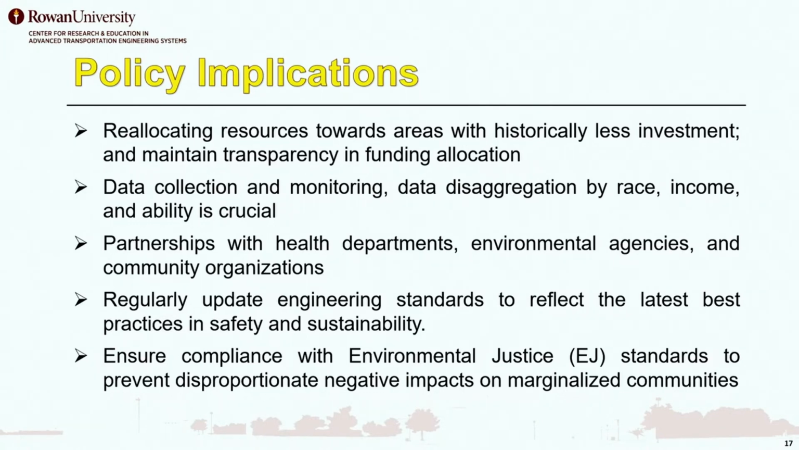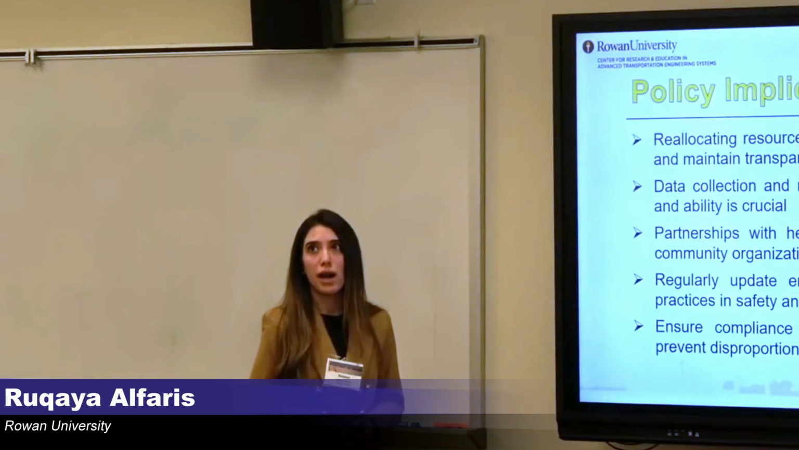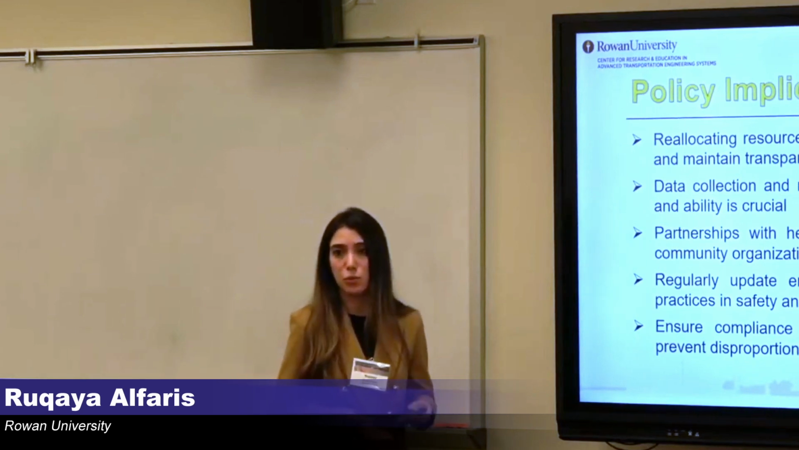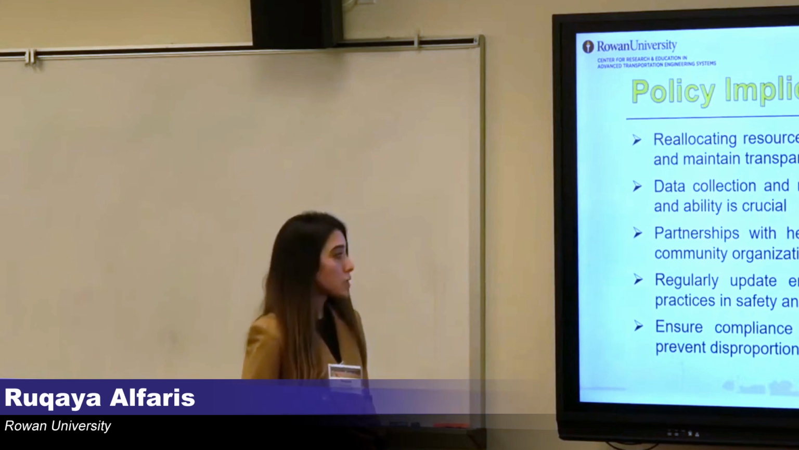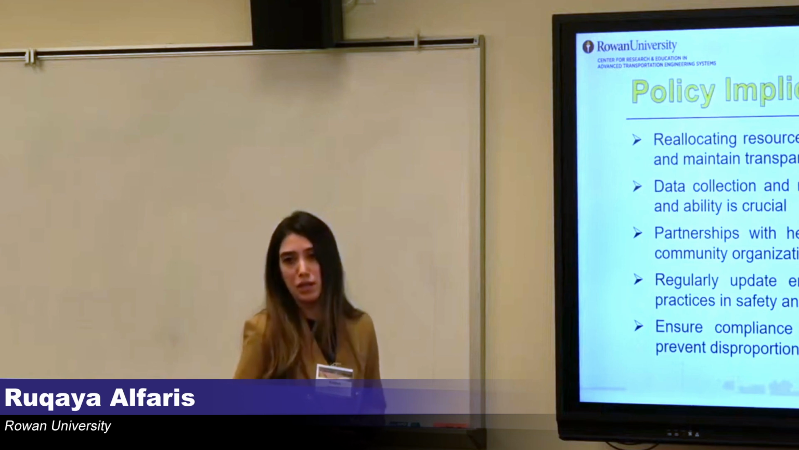Data disaggregation by race, income, and ability is very crucial in order to understand how equitable a transportation system is. The partnerships with health departments, environmental agencies, and community organizations should provide a holistic understanding and a holistic approach for an equitable transportation system. Of course, regularly update engineering standards to reflect the latest best practices in safety and sustainability and to meet the different needs of people that evolve over time. And ensure compliance with already existing standards such as the environmental justice standards to prevent the disproportionate negative effects on marginalized communities.